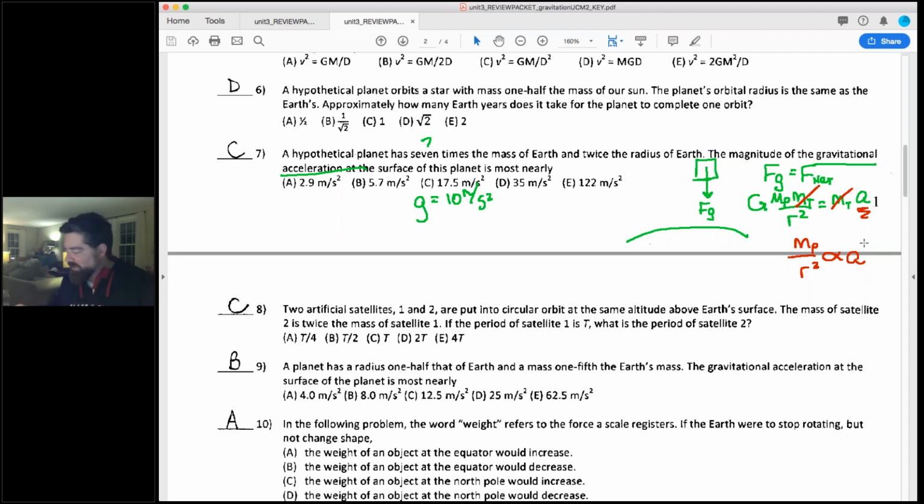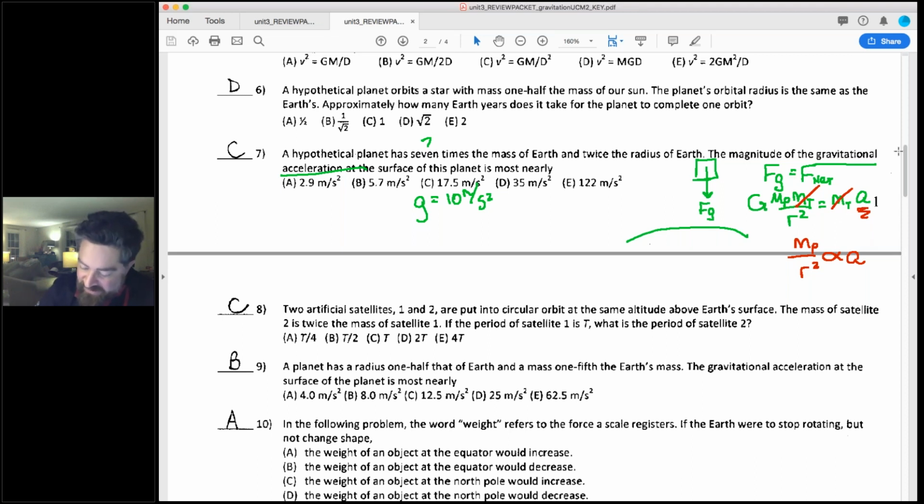By the way, I can use the variable g to talk more generally about gravitational acceleration. Excuse me, I got something in my eye. But in this case, I'm just going to stick with a and say, all right, I've got this downward acceleration, and it's proportional to the mass of the planet and inversely proportional to the square of the radius.